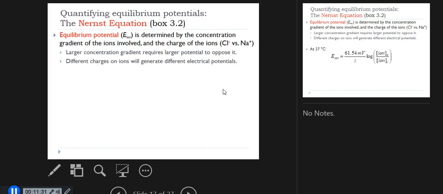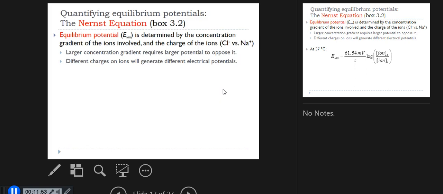So it'll be determined by the concentration gradient for the ion involved and the charge of whatever the ion is. Sodium had a different answer than chloride, because they're both entering cells in our Kahoot quiz, but one was positively charged and the other one was negatively charged.